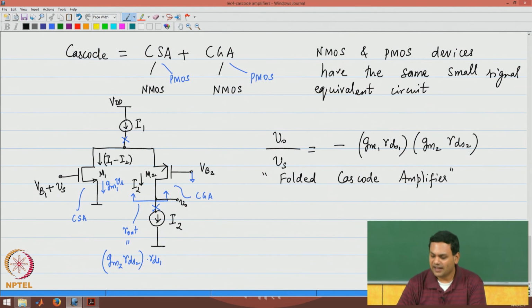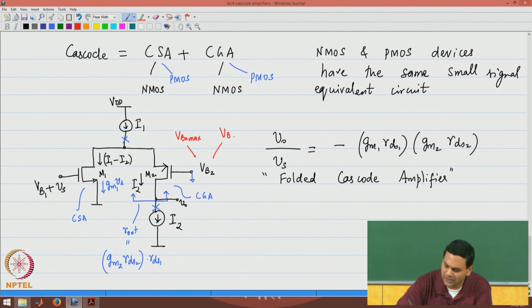And you can see, I will leave this as a homework exercise. I will leave the calculation of VB2 max and VB2 min as an exercise for the viewer.